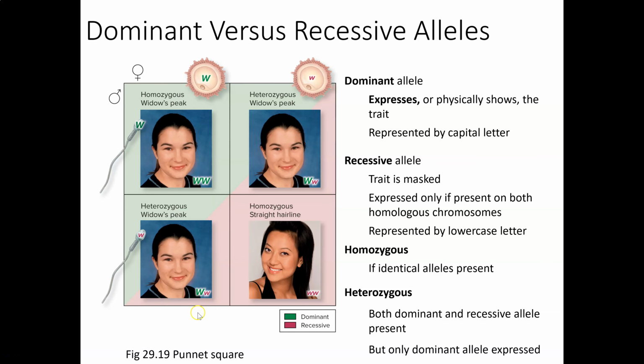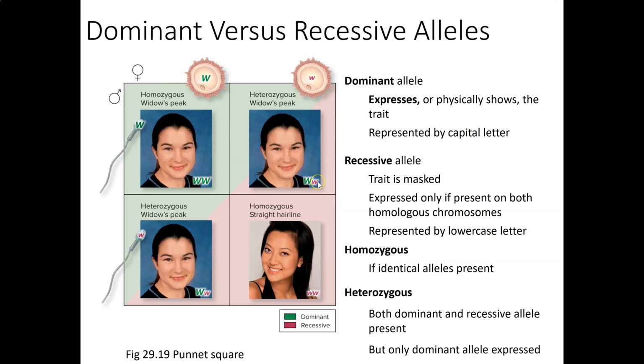So if we focus on the dominant allele, if you are homozygous for the dominant allele, we use a capital letter to represent the dominant allele. If you carry, or are homozygous for, this particular allele, the phenotype is a widow's peak. The hairline here has a widow's peak. If you carry the homozygous dominant allele, you present with a widow's peak.